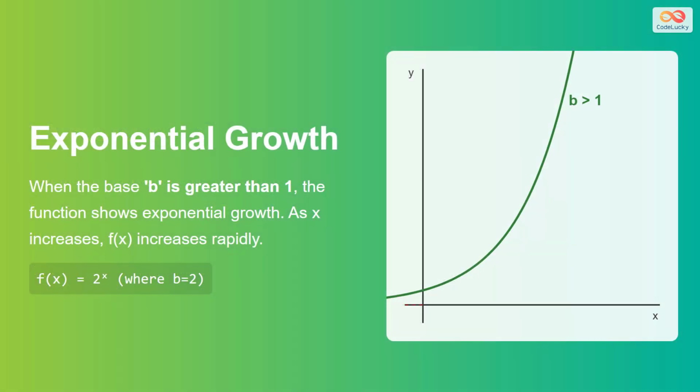When the base b of an exponential function is greater than 1, we witness exponential growth. This means that as the value of x increases, the function's value, f of x, increases at an accelerating rate. A simple example of this is the function f of x equals 2 to the power of x, where the base is 2. The graph will curve upwards, showing rapid growth.